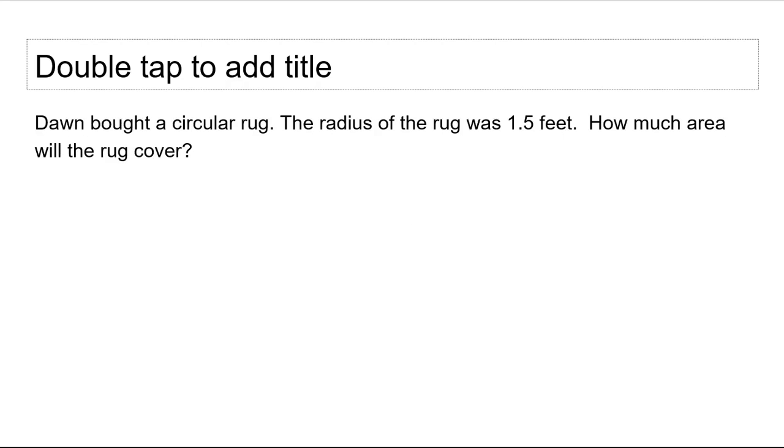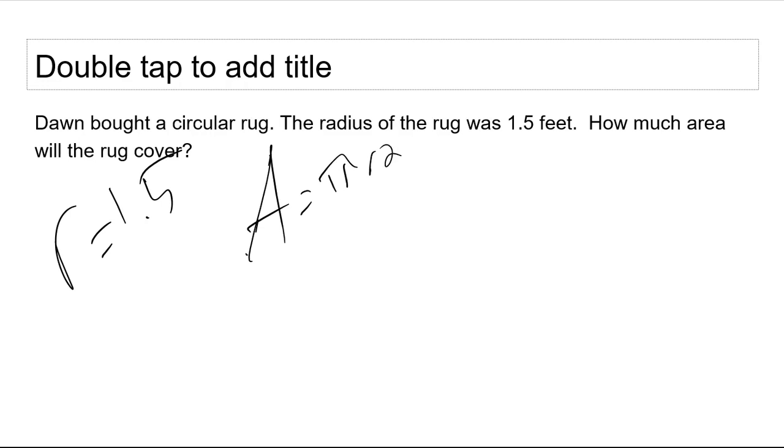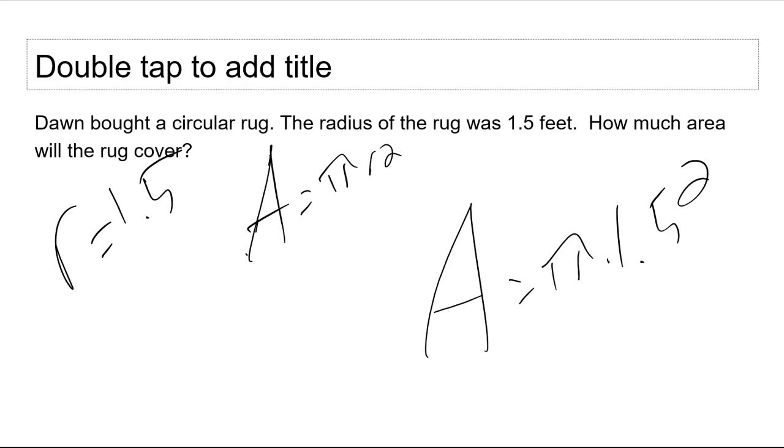All right, it says Dawn bought a circular rug. The radius of the rug is 1.5 feet. How much area will the rug cover? That's easy. Radius is 1.5. Area equals pi r squared, so area equals pi times 1.5 squared. So it's 7.1, and we're always rounding to the nearest tenth, feet squared.